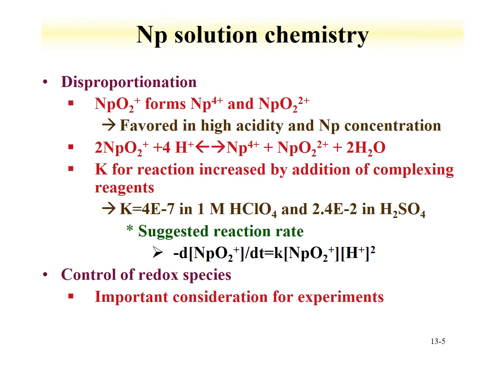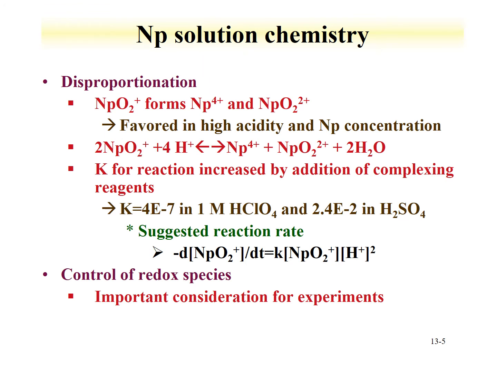In solution, neptunium can undergo disproportionation. For example, neptunium-5 can form neptunium-4 and neptunium-6 in solution. The equation here shows the reaction that occurs, where neptunium-5 with acid can go to neptunium-4 and neptunium-6. So this disproportionation is favored in high acidity and high neptunium concentrations.